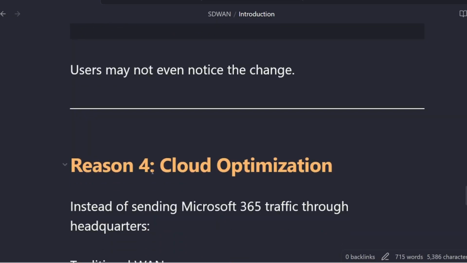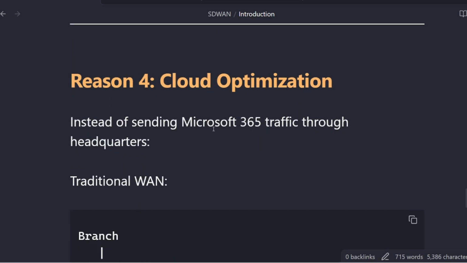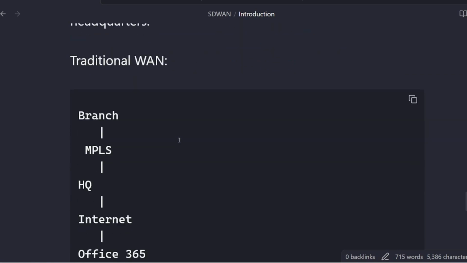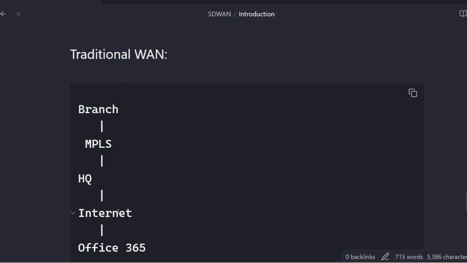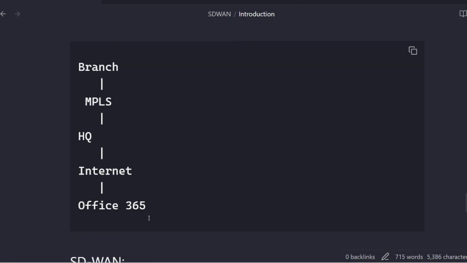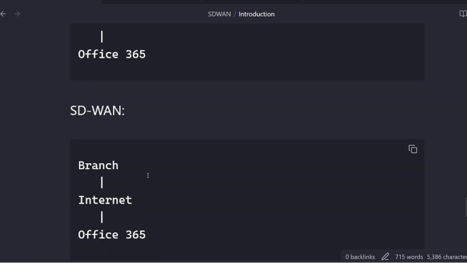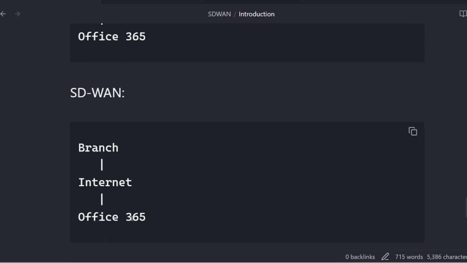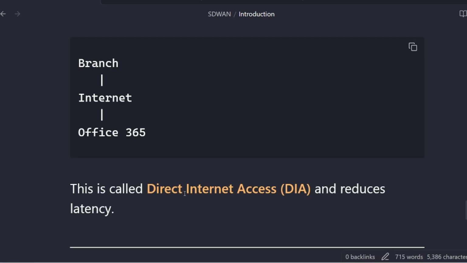Okay. We have cloud optimization also. Instead of sending Microsoft 365 traffic through headquarters, as I told you earlier. In traditional WAN, what was happening? Branch, MPLS, headquarters, Internet, Office 365. Your traffic goes to the headquarters, right? In SD-WAN, what will happen? It directly goes to Office 365. No extra path will be there. No extra latency will be there. Okay. This is called direct internet access and it reduces latency.